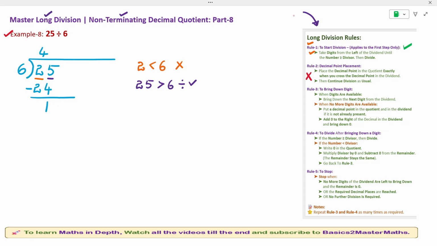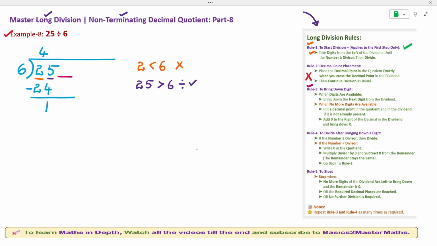Rule 2 is not applicable in this case because 25 is not a decimal. Observe, there are no more digits available in the dividend to bring down.